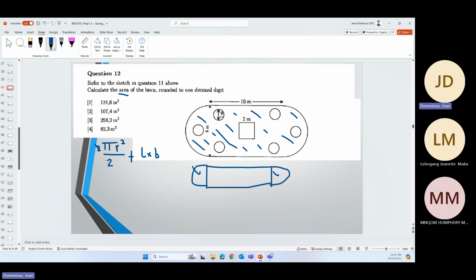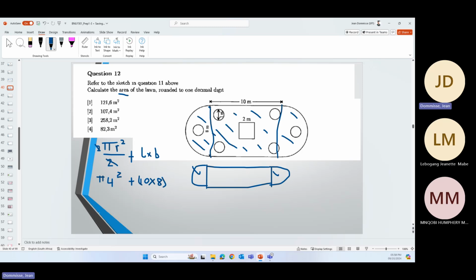Okay, so semicircle, or the 2 semicircles, will be pi again. We worked out that radius is 4, so we can use that, 4 to the power of 2. So we now don't need to recalculate the radius. We know what it is because we used it in the previous one. And then we know that length and breadth component. The length is 10 and the breadth was 8.